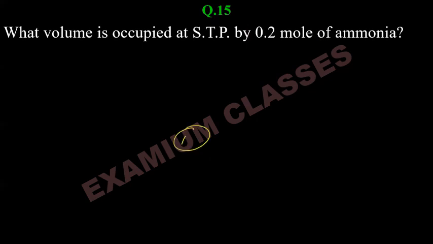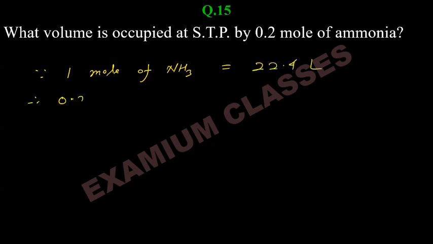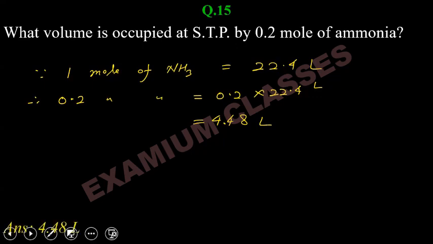You know that 1 mole of any gas at STP is equal to 22.4 liter. You will apply this as 1 mole of ammonia will be equal to 22.4 liter. Hence, 0.2 mole of ammonia will be 0.2 into 22.4 liters, which is 4.48. That is the answer.